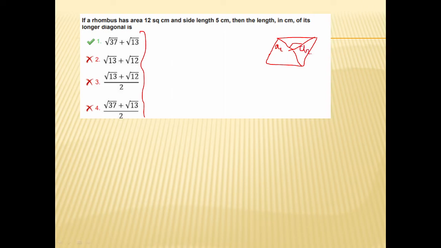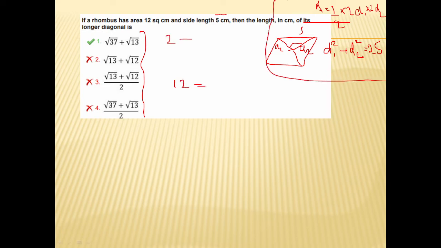So d1 square plus d2 square will be equal to, we will be using the Pythagorean formula, this side is given as 5, so this will be 25. And area, you all must be knowing, is A equals 1/2 product of diagonal lengths. Here the diagonal lengths are 2d1 and 2d2. So using this formula, area is given to us as 12 equal to, we have taken the length of the diagonal. Now this is the property, leave this for now.